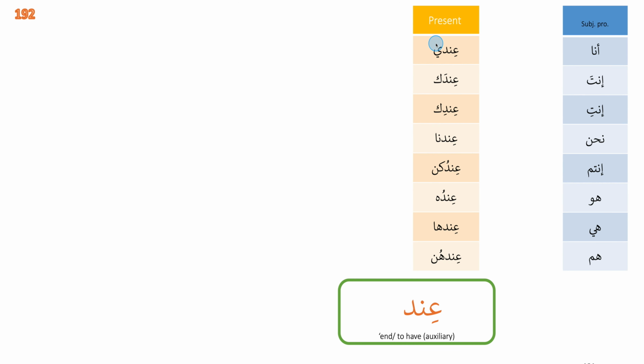Now let's have a look at how we conjugate عند with the possessive pronouns, and the meaning would be: أنا عندي, I have. أنت عندك, you have masculine. أنتي عندك, you have feminine. نحن عندنا, we have. أنتو عندكن, you have group of people. هو عنده, he has. هي عندها, she has. هن عندهن, they have.